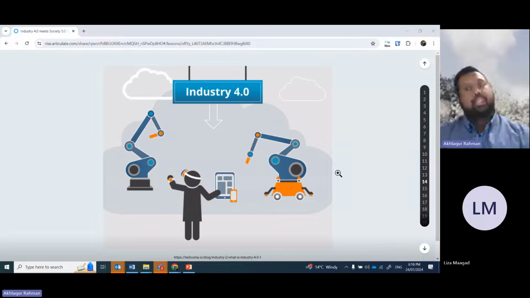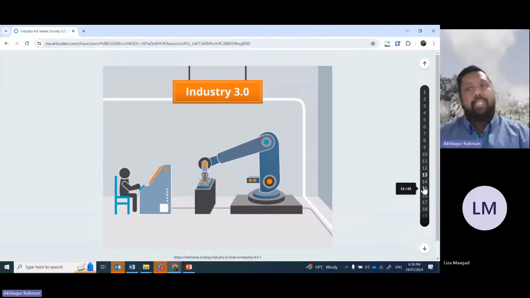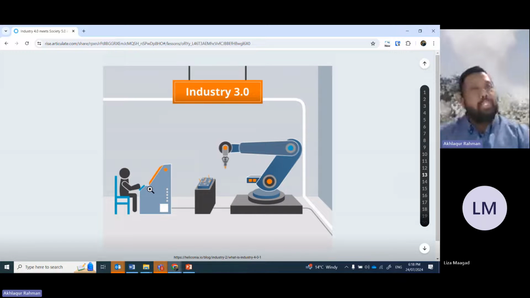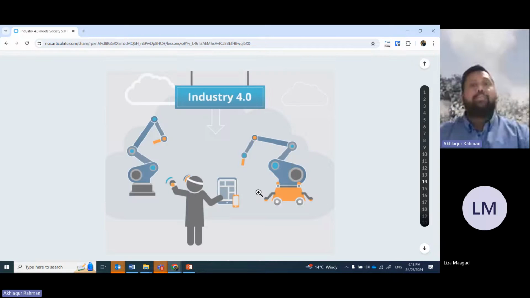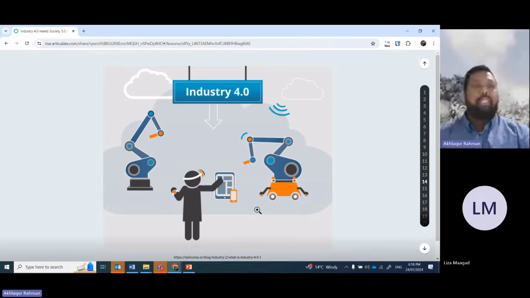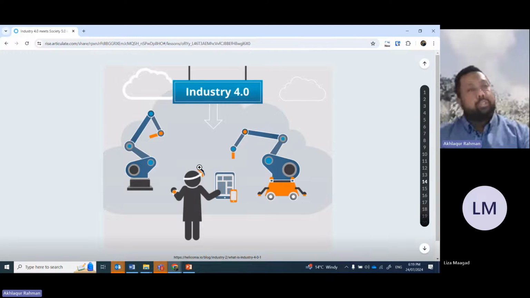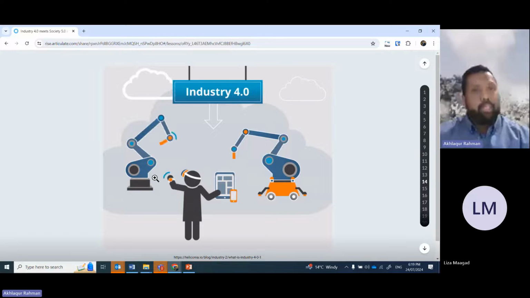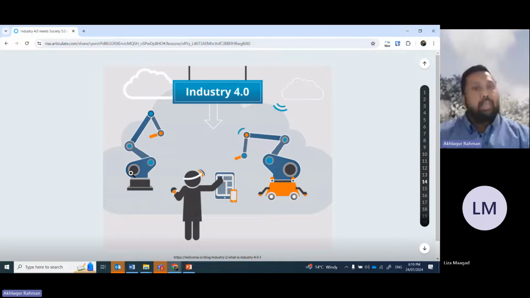So now with Industry 4.0, if we compare with Industry 3.0, you had humans controlling individual machines, right? Now with Industry 4.0, you have different machines that you can control, but the machines are getting smarter as well, or we are building the machines to be much smarter.